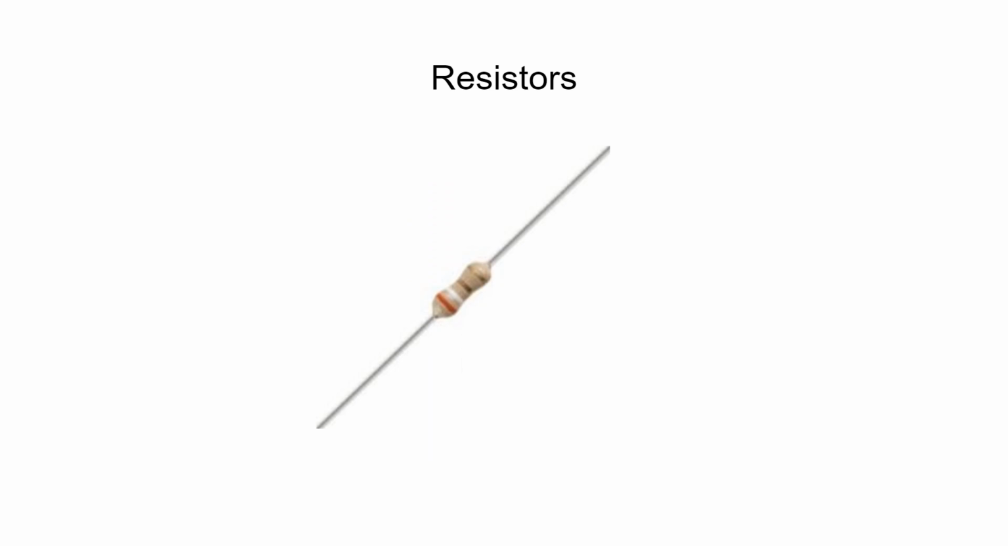These are resistors. So resistors, they control the flow of current to other components. So if too much current flows through an LED, the LED is destroyed. So a resistor is used to limit the current.